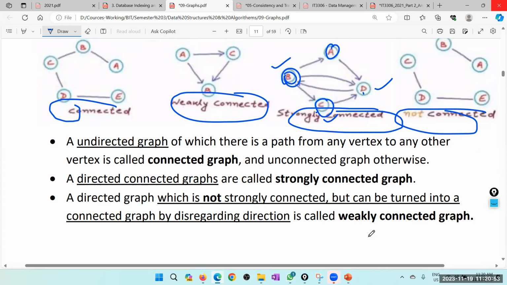So similarly, we have a weakly connected graph. That means it is not a strongly connected graph. It's a unidirectional graph which is not strongly connected. But if you ignore the direction, it is connected. So then we say it's a weakly connected graph. That means if you look at the direction, it's not strongly connected, but if you forget the direction, now it is connected. So then we say it's weakly connected.